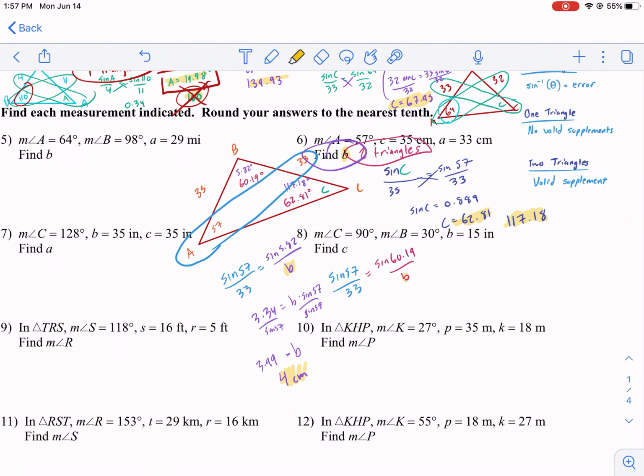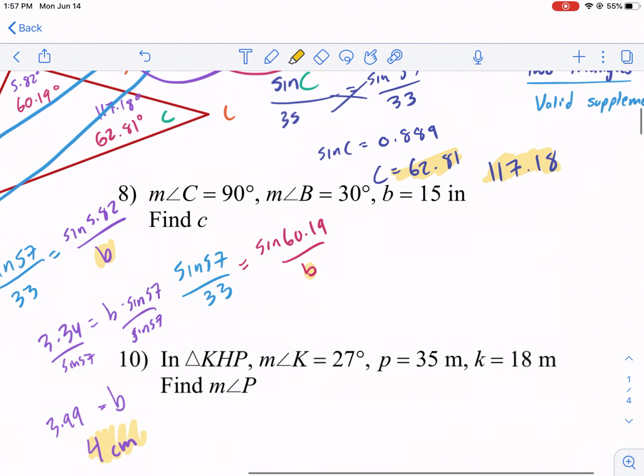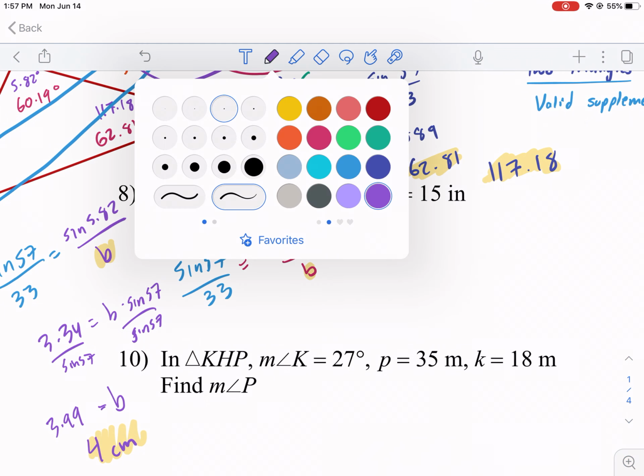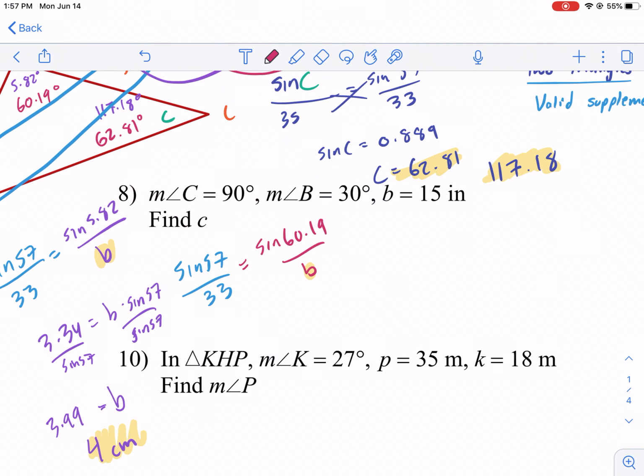Okay, if this was one triangle, I would be done. But it's not. I have a second triangle here. Okay, so I have to cross multiply again. And then I have sine 60.19, sorry, rather. Sine 60.19 times 33.